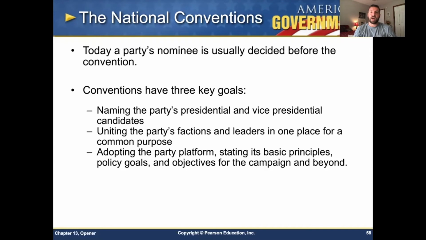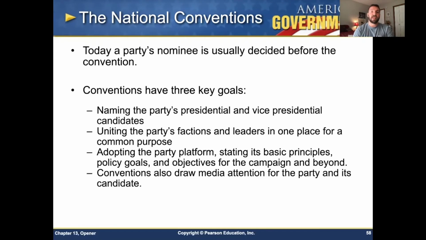The third goal is to adopt the party platform. And the party platform is basically just, where does the party stand on a variety of different issues and topics? What are the policy goals and objectives for the campaign? This would be things like if your party stands for traditional marriage, or if your party is pro-choice, or if your party is for more immigration or stronger gun control, whatever it happens to be. It's just that list of policy proposals that each party comes up with. So if you say, I'm a Democrat, folks can probably assume you're for so many things. If you say, I'm a Republican, folks can say you're for so many things as well.